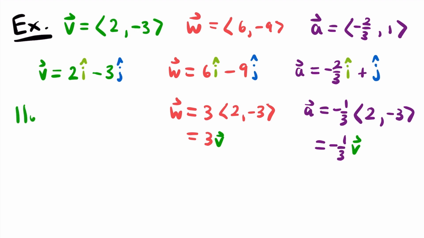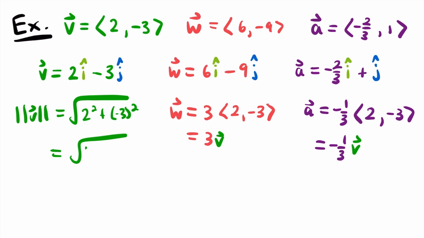If we look at the magnitude of vector v, that will be equal to the square root of the sum of the components of vector v squared, and so that will be 2 squared plus negative 3 squared, and that will simplify to 4 plus 9, right? 2 squared is 4, and negative 3 squared is positive 9. And 4 plus 9 is 13, so this will just become the square root of 13. So the magnitude of vector v, or the length of vector v, is the square root of 13.